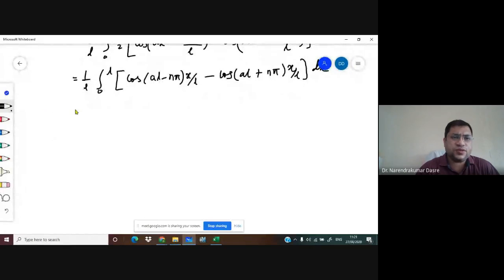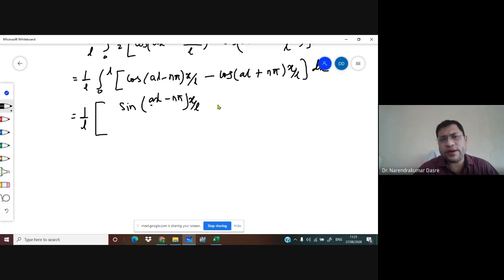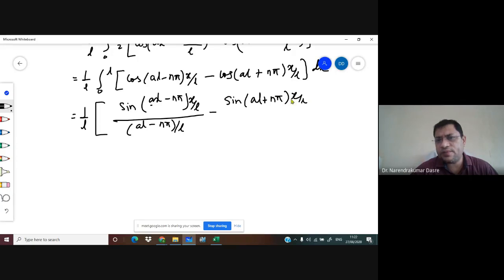let us integrate this. So we have 1 by L. The integration is going to be sine of AL minus n pi x by L upon, here we have AL minus n pi by L, minus sine of AL plus n pi x by L, and here we have the term, see the term here, so it will become AL plus n pi, and we get here by L, 0 to L.